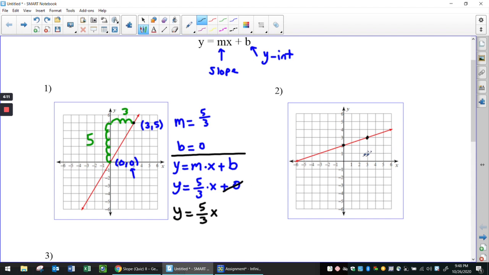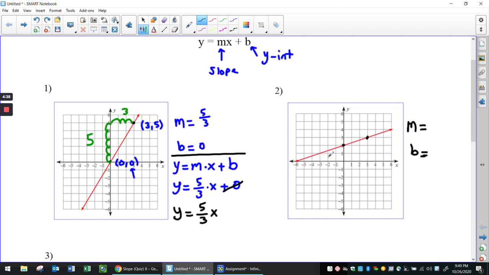Okay, so let's look at a non-proportional relationship where the line does not cross the origin, sorry. It does cross the y-axis. So once again, we're going to do the same process. We're going to find the slope and we're going to find the y-intercept. The y-intercept is where our line crosses the y-axis. Where is that point? That point is here at 2.